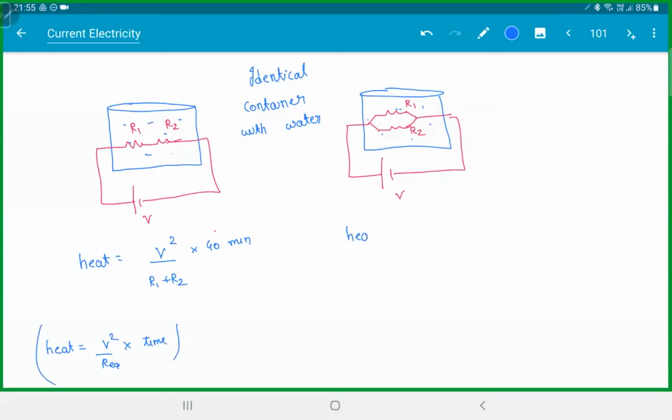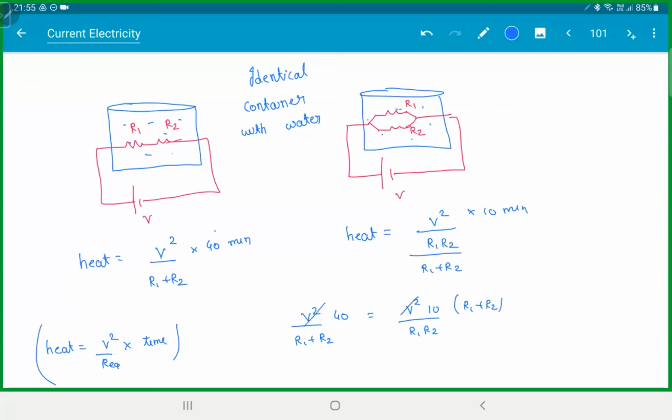And in the second case, heat will be V square. Now, the reason why I'm using V square is because voltage is constant. R1 R2 by R1 plus R2 because both are in parallel, into time is 10 minutes. Since heat is same, equate both the functions. You get V square by R1 plus R2 into 40 is V square by R1 R2 into R1 plus R2.